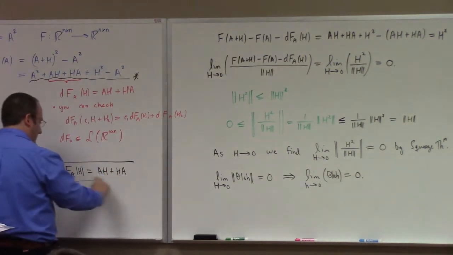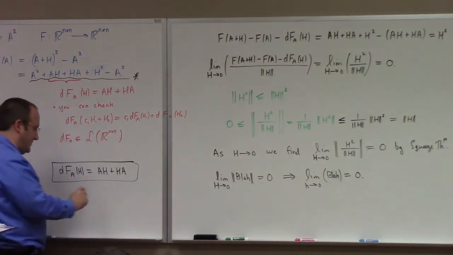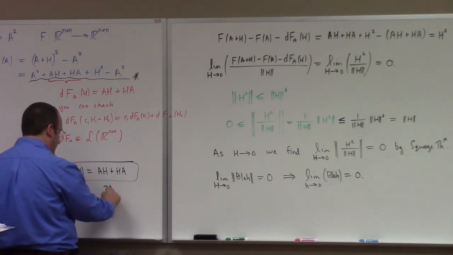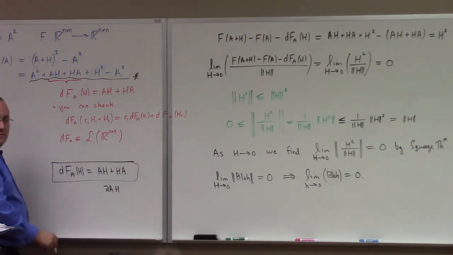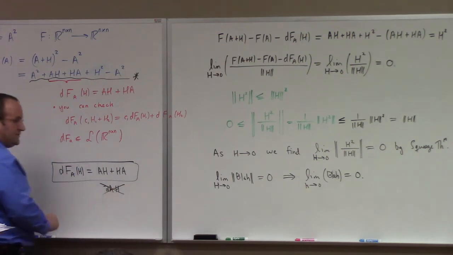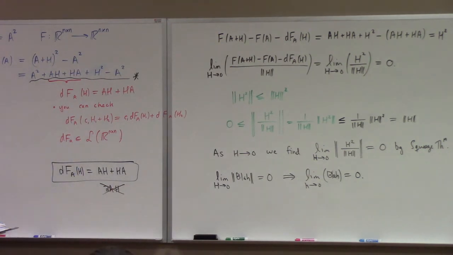There you go. Now, what might you have thought? You might have thought 2ah, right? But that doesn't happen because matrix multiplication is not commutative, right?